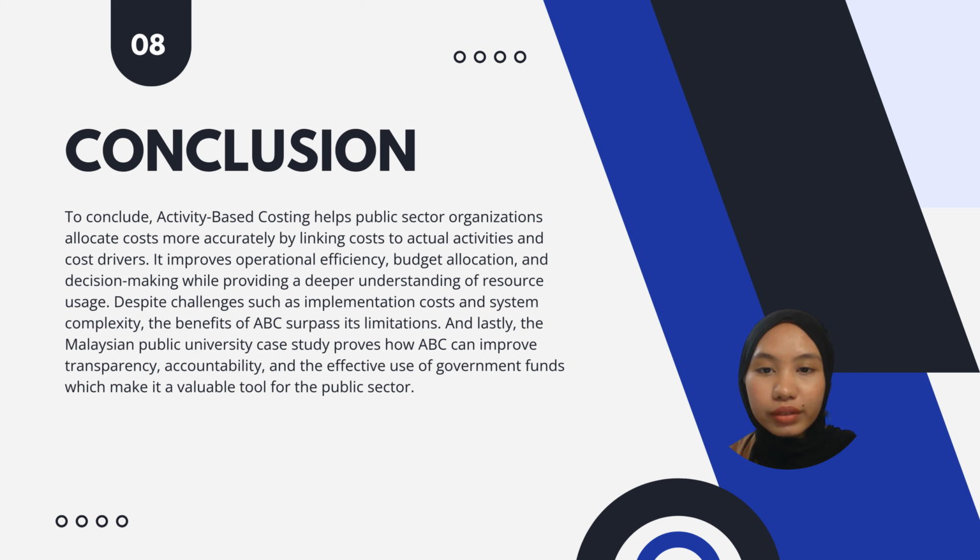To conclude, activity-based costing helps public sector organizations allocate costs more accurately by linking costs to actual activities and cost drivers. It improves operational efficiency, budget allocation, and decision-making while providing a deeper understanding of resource usage. Despite challenges such as implementation costs and system complexity, the benefits of ABC surpass its limitations. And lastly, the Malaysian Public University case study proves how ABC can improve transparency, accountability, and the effective use of government funds, which makes it a valuable tool for the public sector.